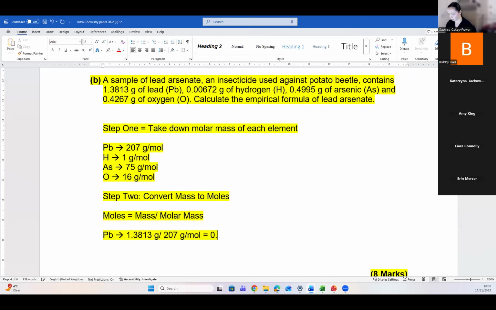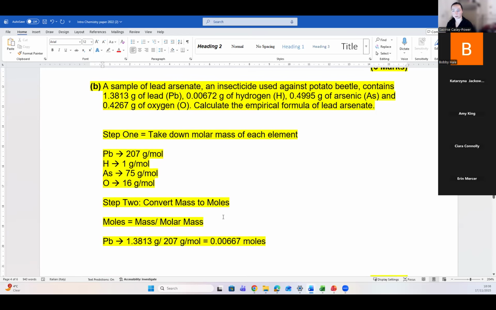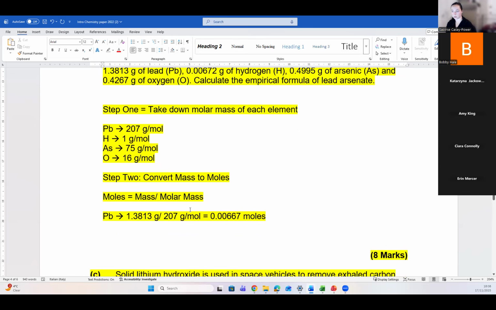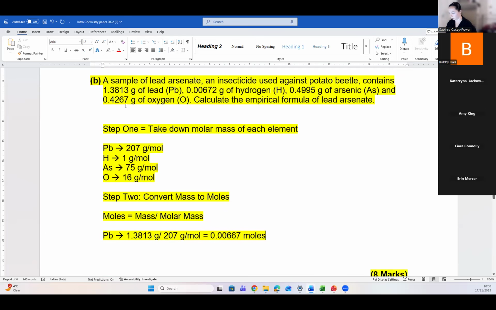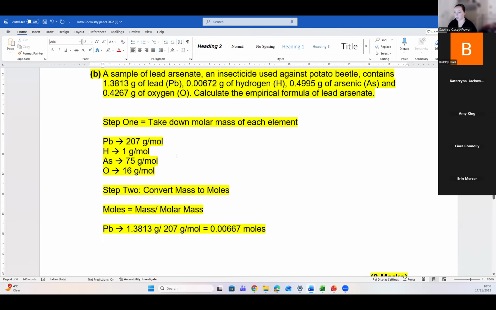Okay, is everyone getting 0.00667? No. Okay, so what did you get there? Oh no, it could be okay. Yeah, all good? Yeah, the same. Okay, perfect. So we're going to do that for each one.